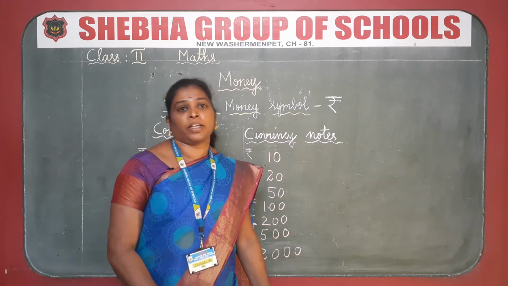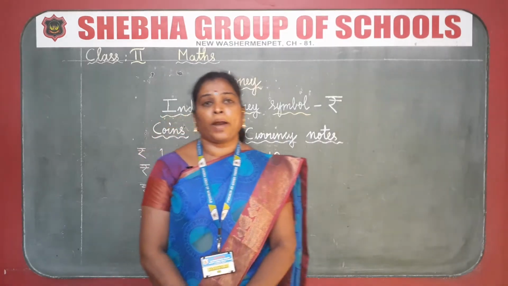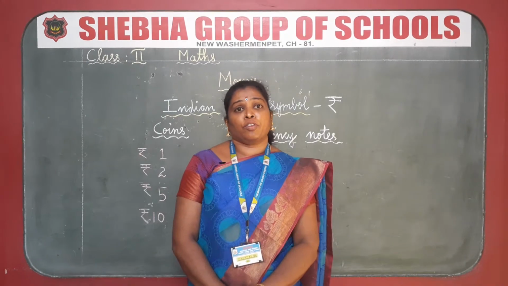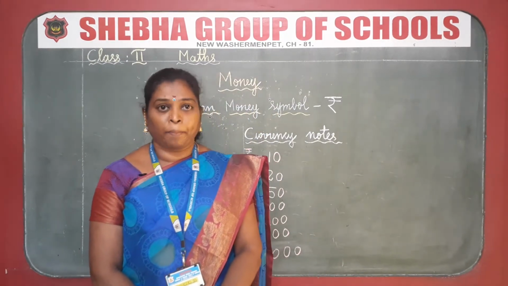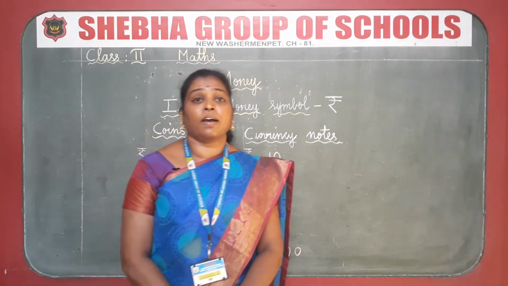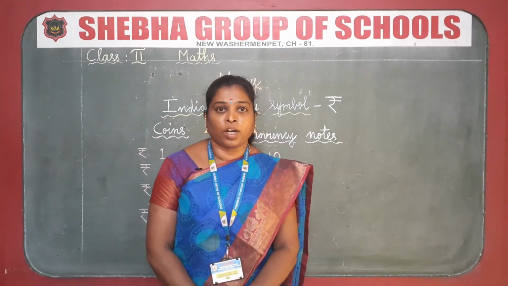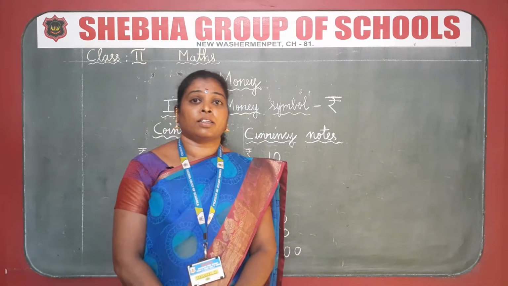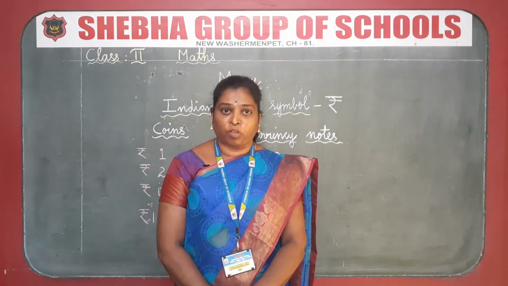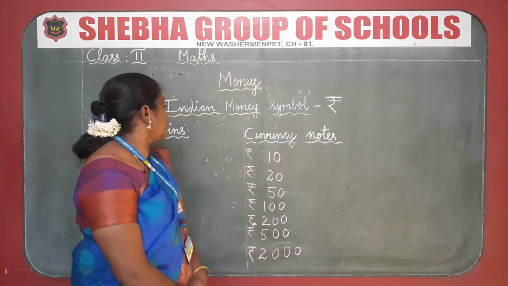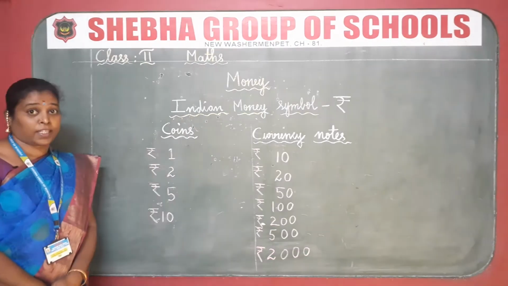Students, what is money? If you go to a shop and buy a pencil, you give 5 rupees and you buy the pencil. That 5 rupees is the money. If you go to a shopkeeper, you give 5 rupees and you get a pencil. The 5 rupees is the money amount. Okay? Now, what are the coins that are existing?